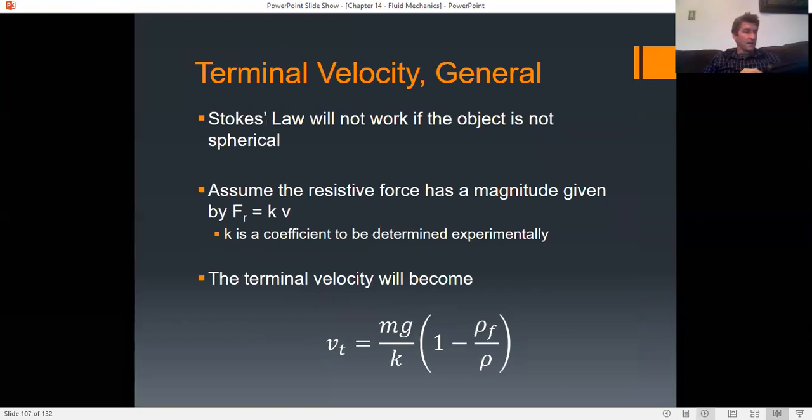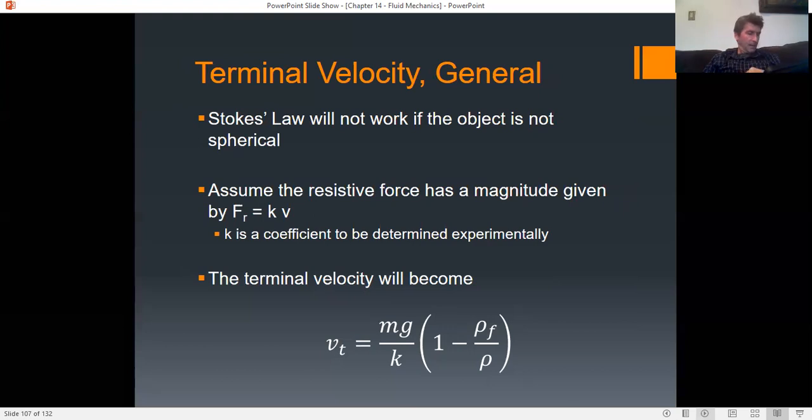So terminal velocity in general, Stokes' law does not work well for objects that are not spherical. As we change the shape of the object, obviously that's going to affect the drag. Assume that the resistive force is a magnitude given by Fr is equal to K V, K is the coefficient of drag. Well, it's related to the coefficient of drag. It's determined experimentally. We can write our terminal velocity to look like this equation right here.